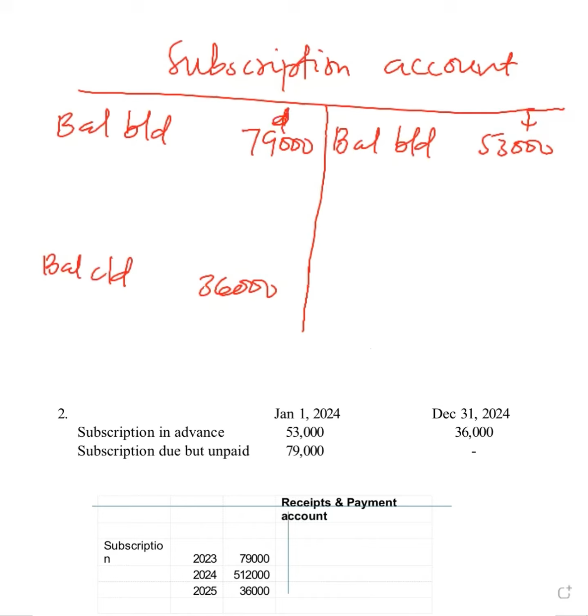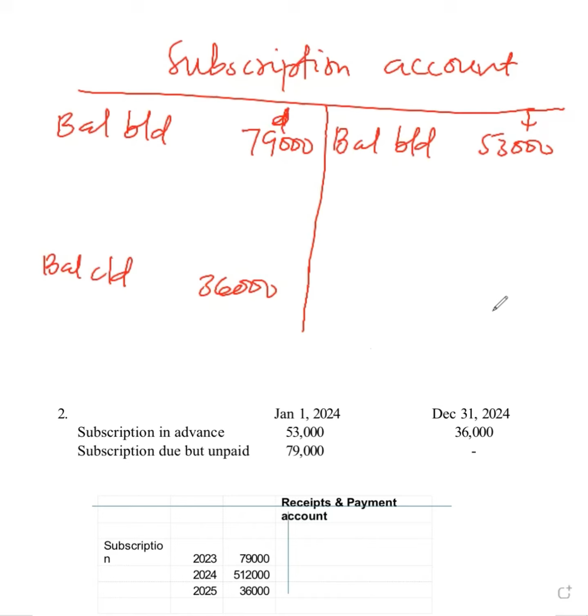Then here we don't have any closing balance. Therefore, if you don't have any closing balance, we don't write any balance carried down. We just leave it. Then you come to the receipt and payment account. The receipt and payment account given to you in the question is 2024. So all the amounts that you are seeing in the receipt and payment account were received in 2024.